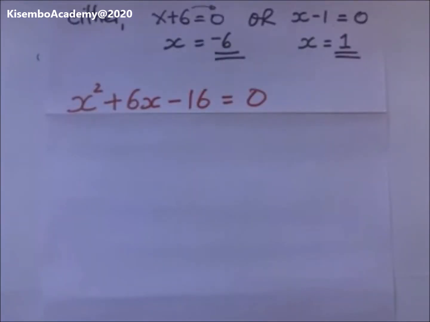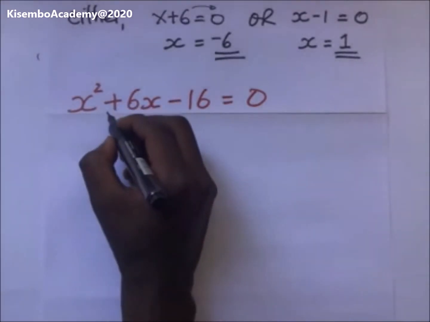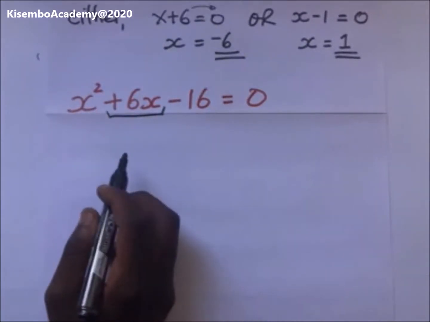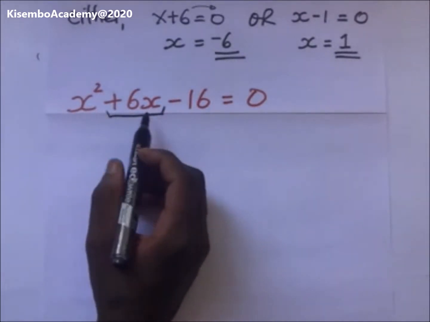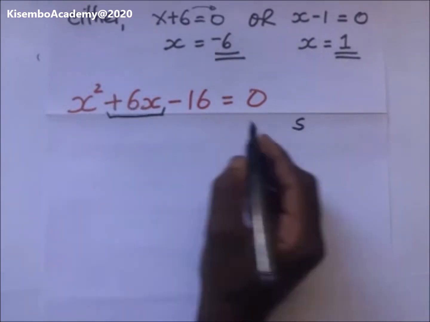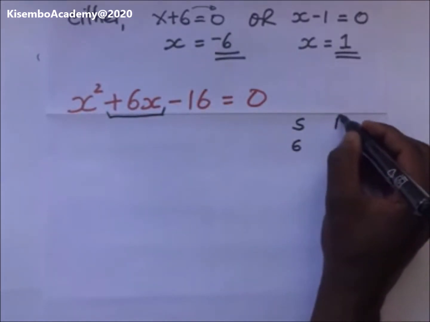We have another example, x squared plus 6x minus 16 is equal to 0. We are going to solve that quadratic equation still by factorization. So how do we do the factorization bit here? Still, we are supposed to split this number into 2. How? We are supposed to find two numbers giving us a sum of positive 6 and a product of negative 16.